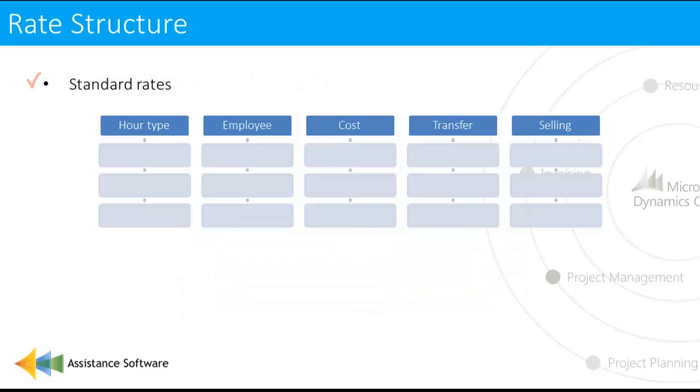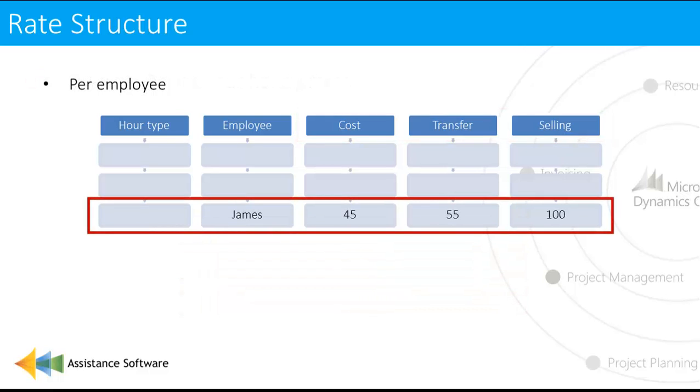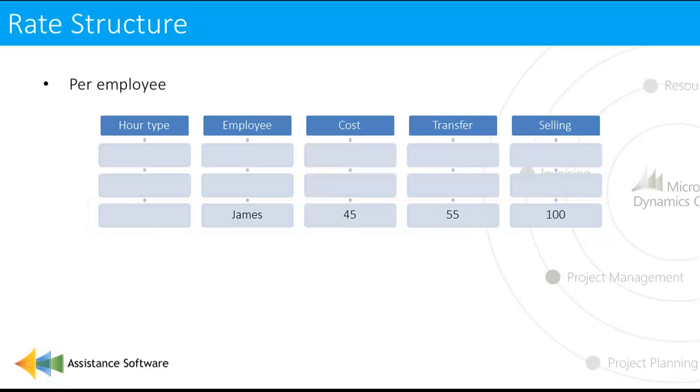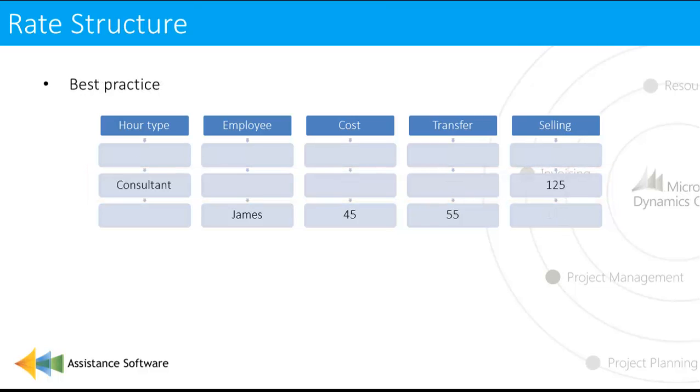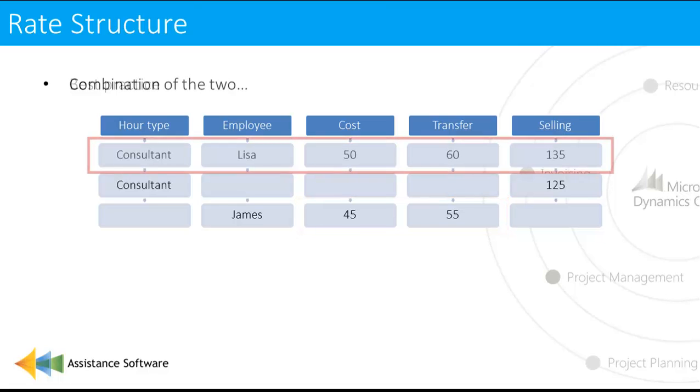These rates will allow you to create rates per employee. In this case, whatever James does, he will always have the same cost, transfer, and selling rates, or per hour types. Here, whoever plays the role of a consultant in a project will have the following rates. Best practice, however, will be to create a cost and, if applicable, a transfer rate per employee and a selling price per hour type. And if you need to manage a special rate for an employee with a specific role, you can also create a rate with the combination of the two.